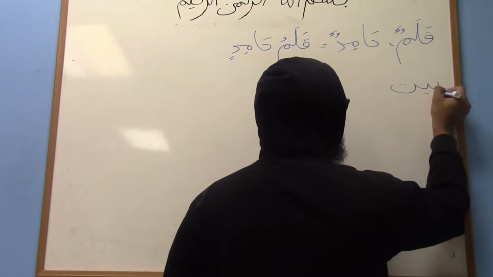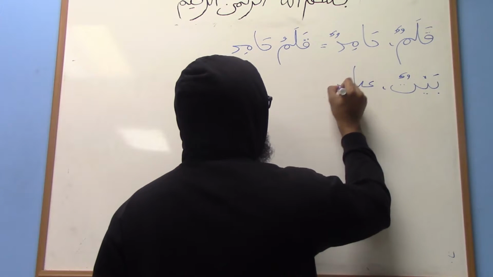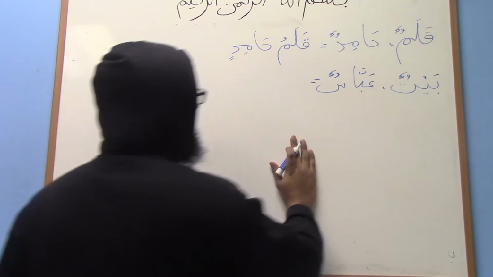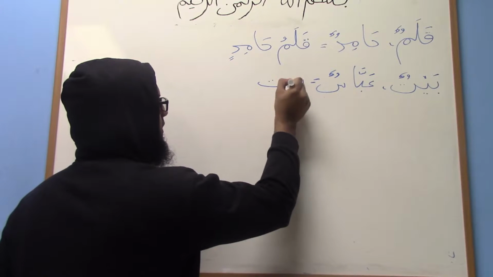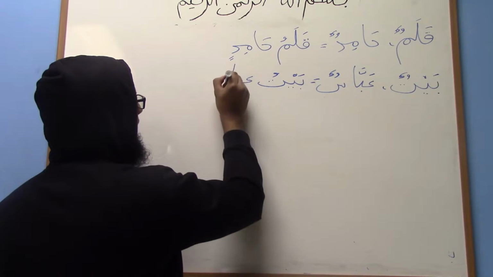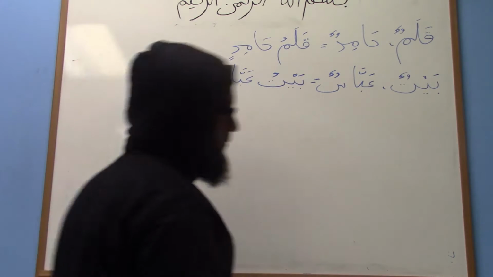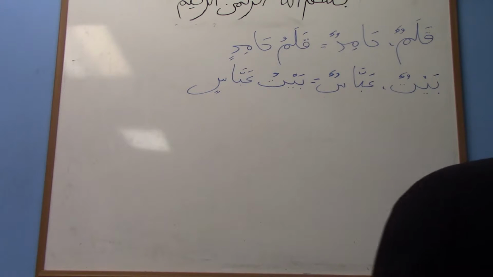Baytun and Abbasun. Okay, how will we conjugate this? Baytu Abbasin. Good. So Baytu Abbasin means what? Abbas's house, or house of Abbas. Great. Now the next couple, we'll do it together.